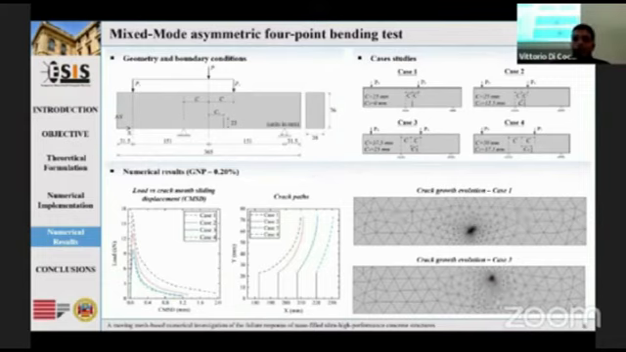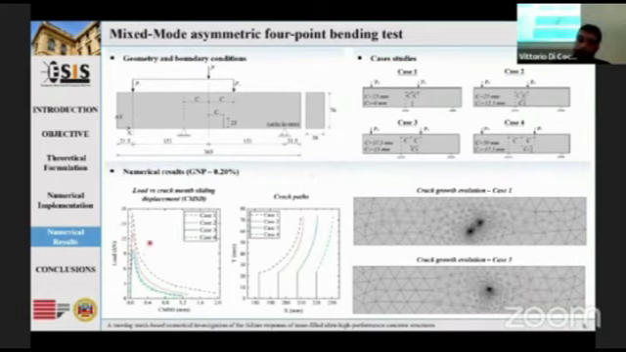We analyzed 4 different geometric configurations. These cases differ according to the distances C and C1 of the load point and the pre-crack location, both measured from the midpoint. In particular, case 1 involves fracture under pure mode 2, and the other cases involve mixed mode crack propagation. The results in terms of load versus crack mouth sliding displacement show how the peak load increases with increasing value of the mode 2 component over the mode 1 component.